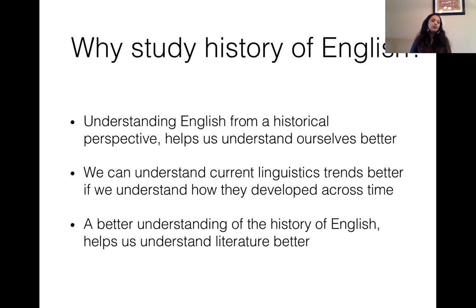So why are we interested in studying the history of English, right? I mean, why English, I guess? English is one of those kinds of languages that has a long history of change and a long history of political movements and social movements that have shaped the history and the language itself. And so that's the reason why we are interested in studying the history of English, because through studying English and the history of English, we can understand ourselves better, right? And we can also understand current linguistic trends and understand how they developed across time. And it also will help us understand literature better and understand language consequences in a historical piece or a literature piece that you're reading, for example.